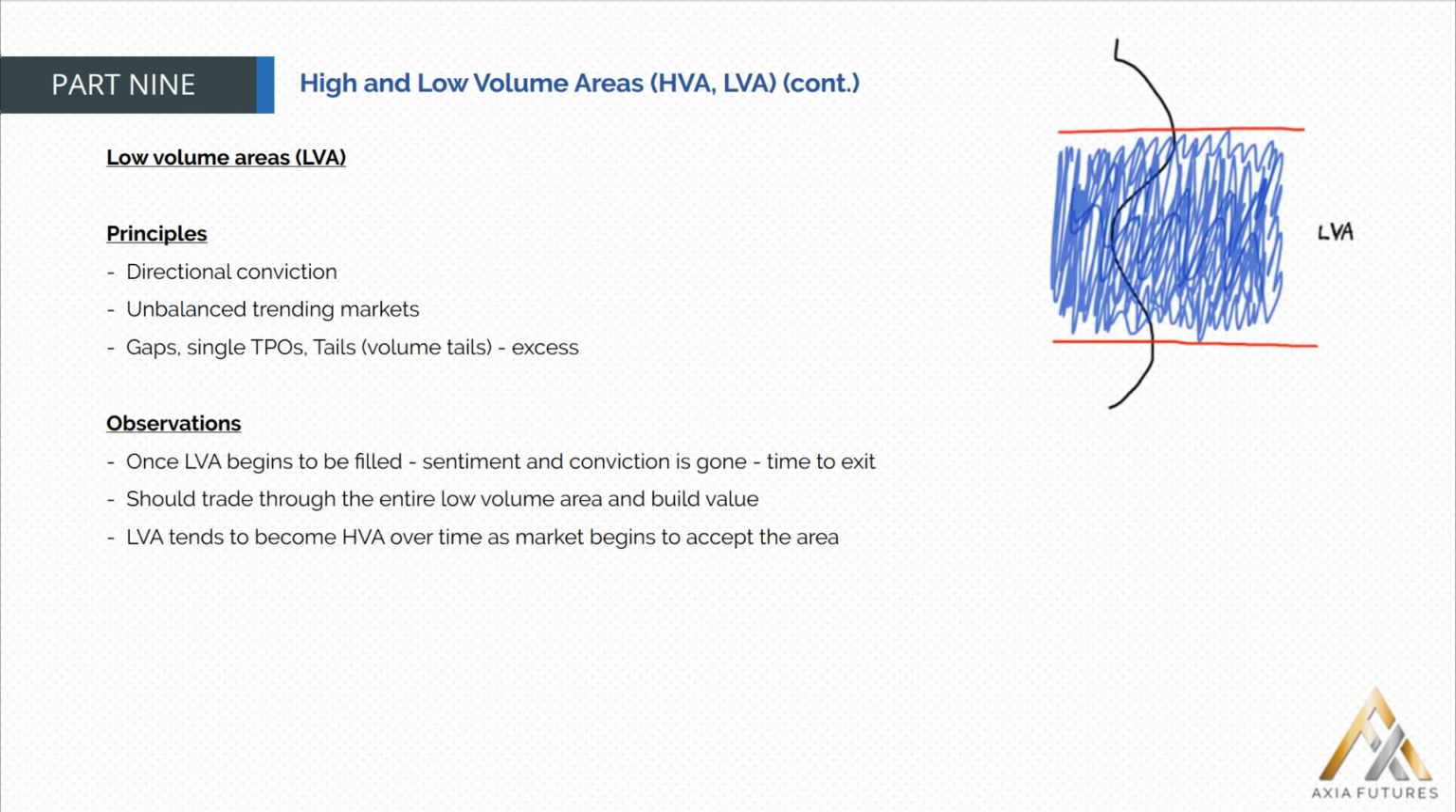And then lastly, low volume areas tend to become high volume areas over time as the market begins to accept the area. So again, if you play for the low volume area, the directional trend momentum play, that's brilliant. But don't forget, once that play disappears, once the low volume area begins to fill out, we should see quite a lot of two-way trade. And the markets have a very strong tendency to turn low volume areas into high volume areas. So once we start to fill out low volume areas, you can expect to see a lot of two-way trade, and this is where you want to employ your distribution type strategies. Let's look at an example now of a low volume area and how you would trade this.